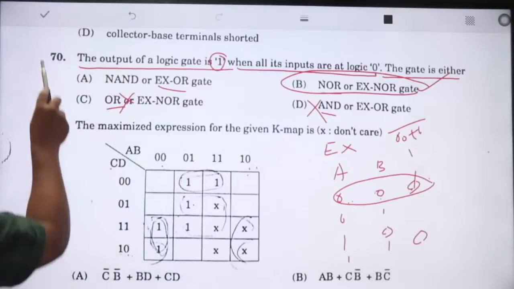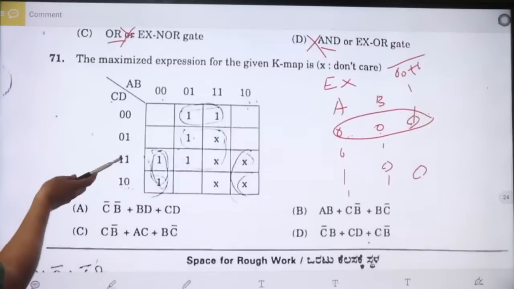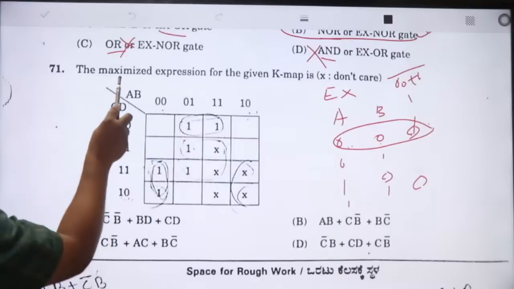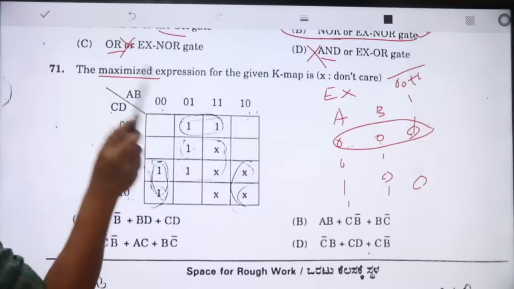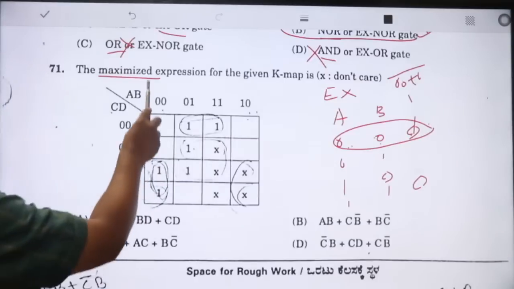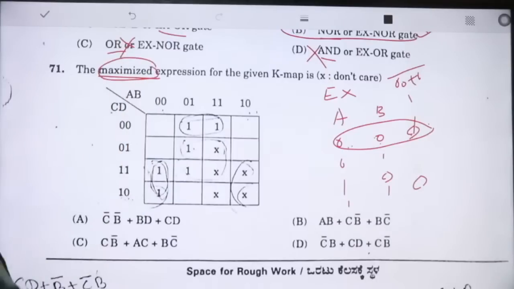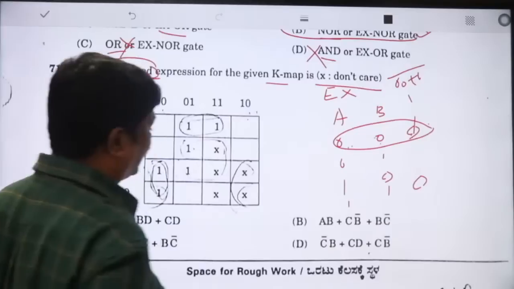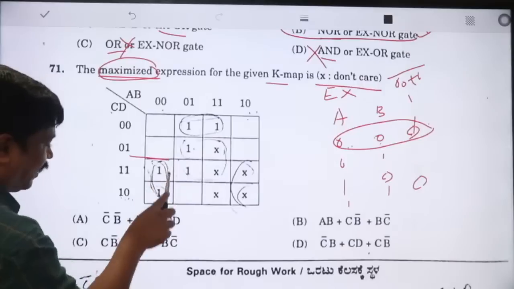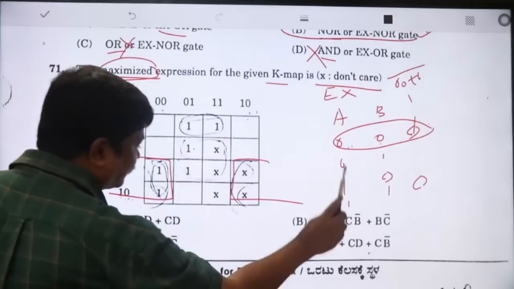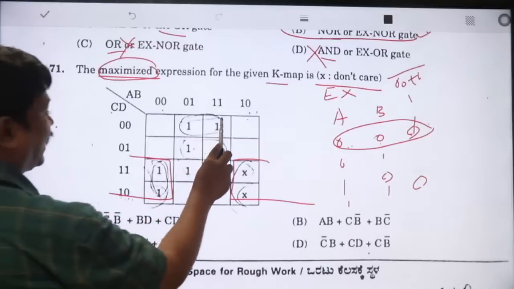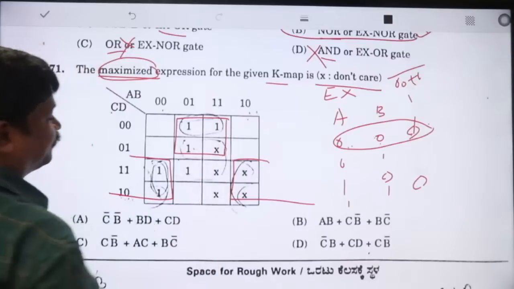Now, see, in the Karnaugh map, it is not a maximized expression. They have to give a minimal expression. Minimized expression they have to specify. In the K map, X is the don't care. Such information is available. What can we make? We can make one quad like this, because you can take the don't care as support, and you can take this as one quad like this.